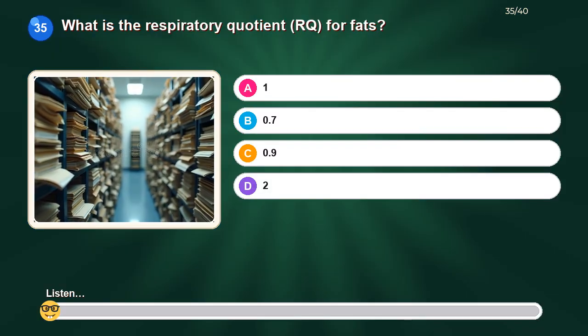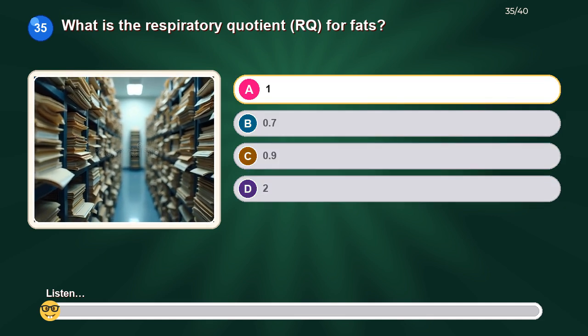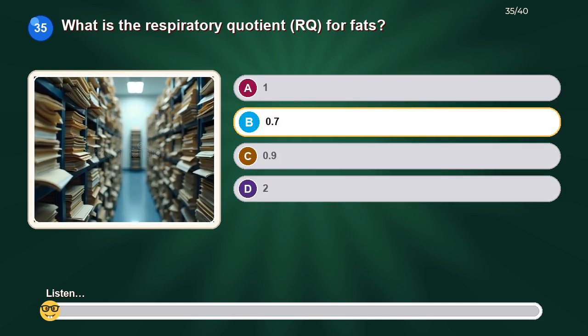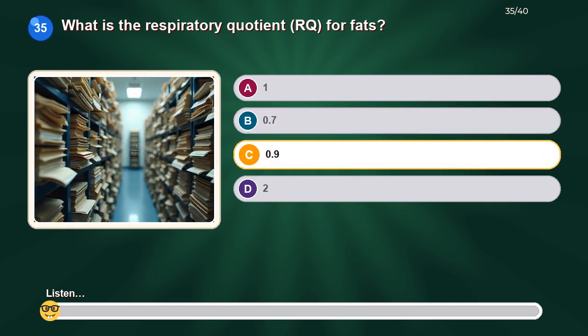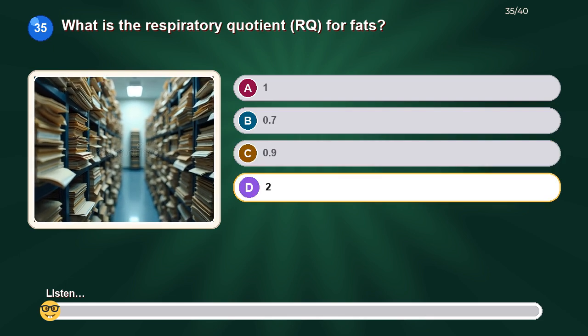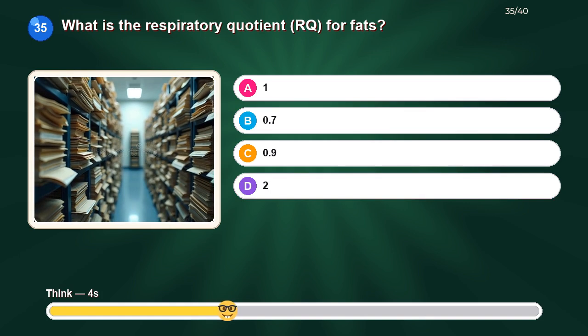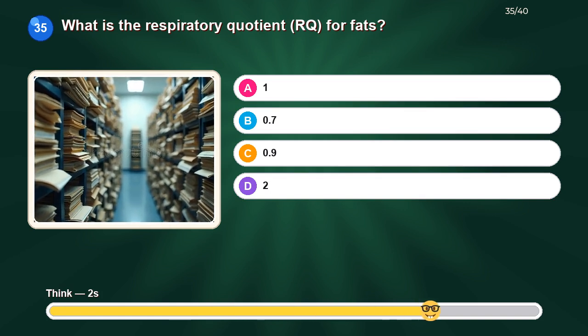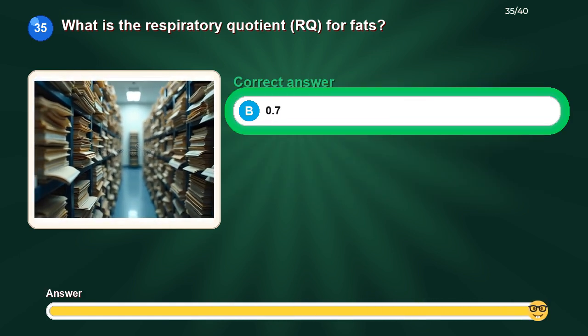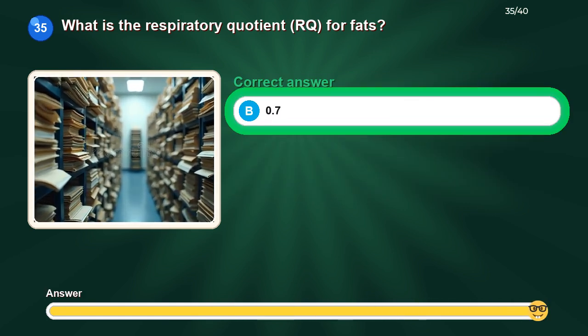What is the respiratory quotient, RQ, for fats? Option A, 1. Option B, 0.7. Option C, 0.9. Option D, 2. The correct answer is 0.7.